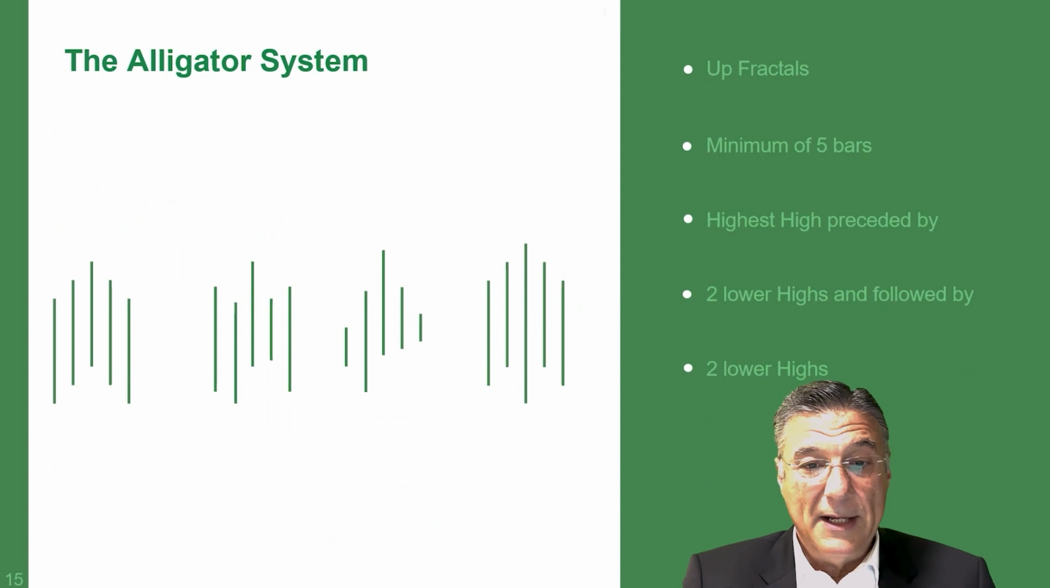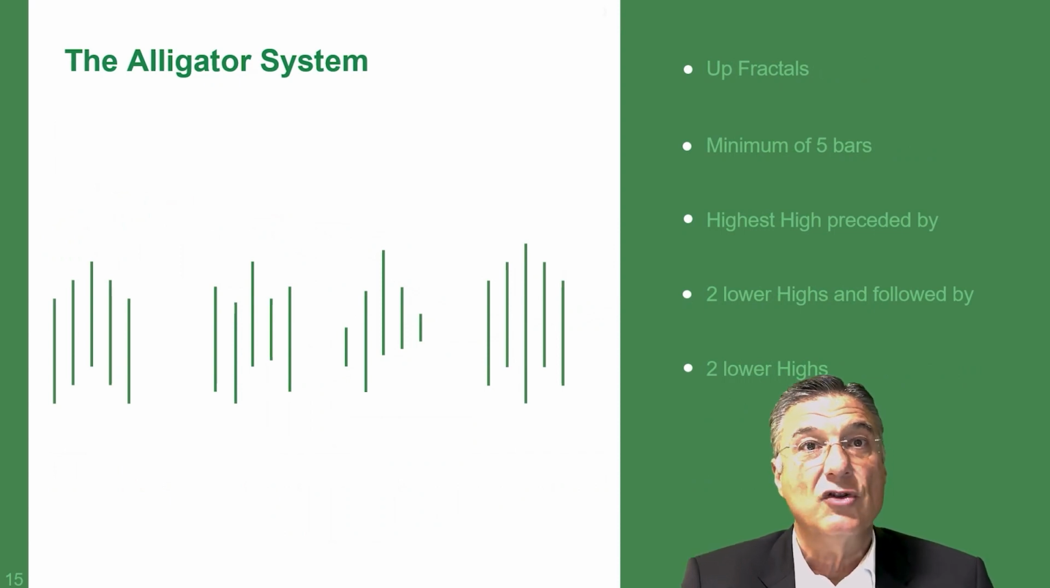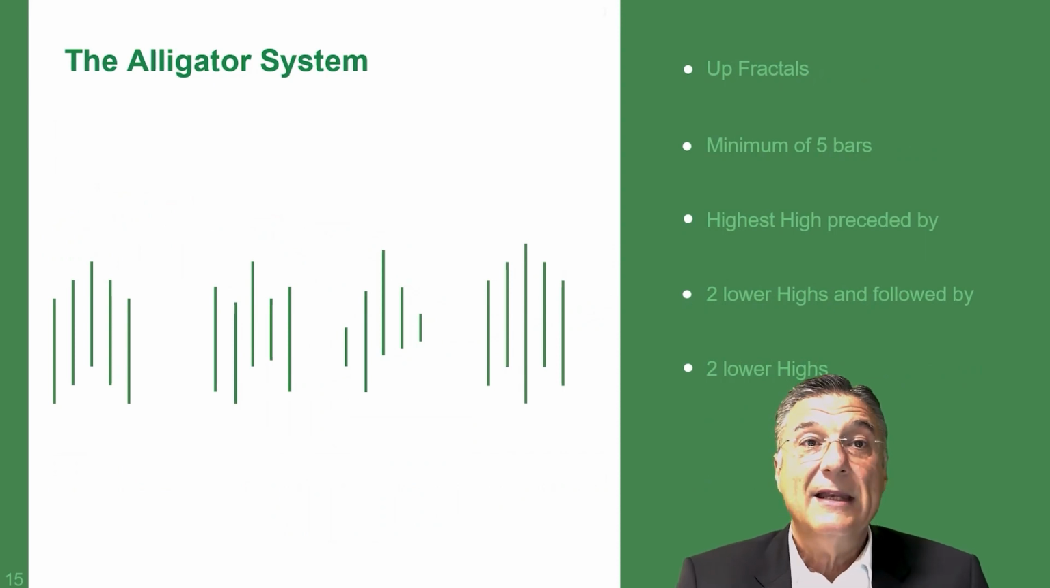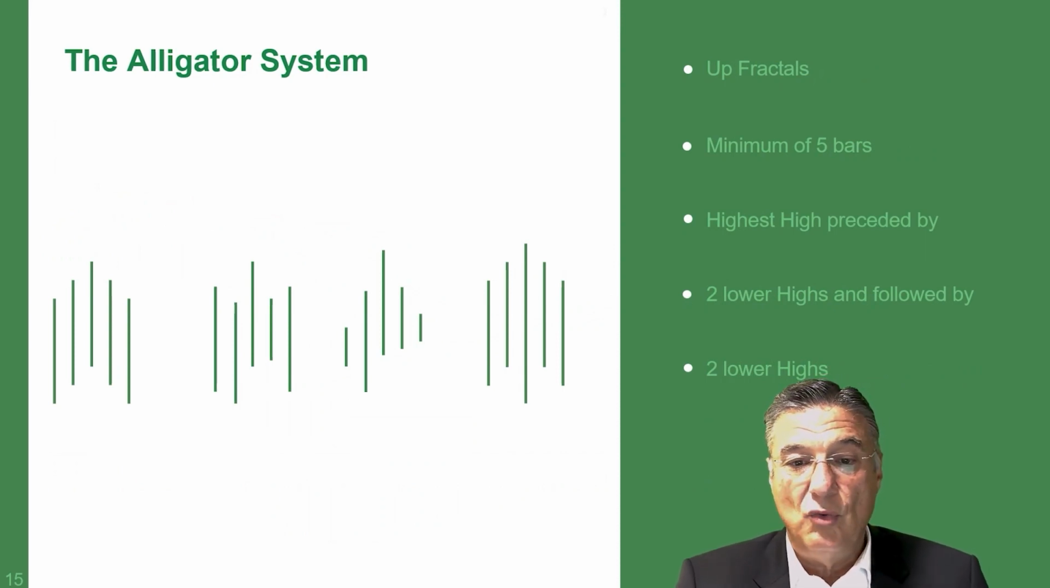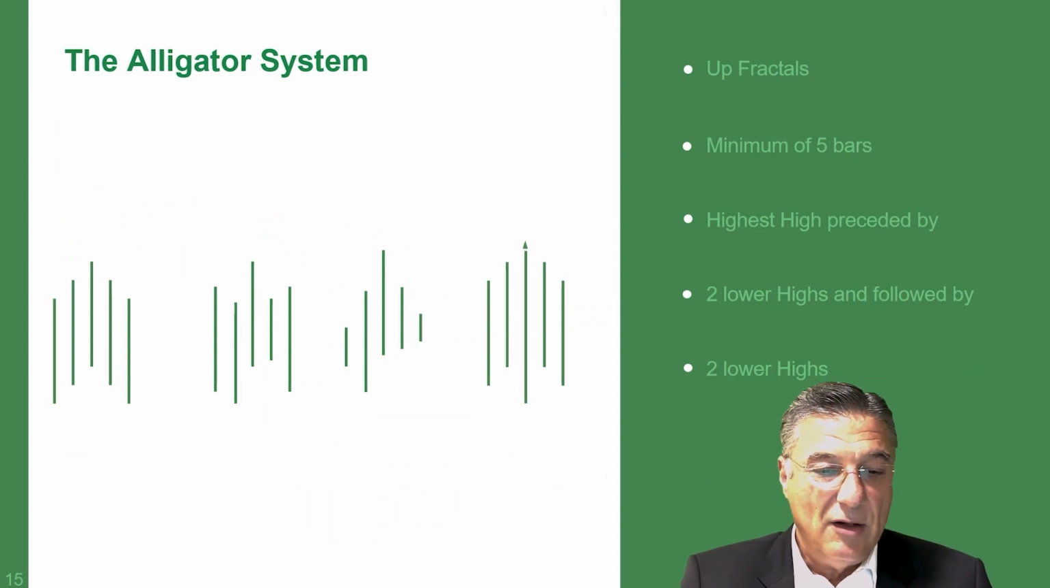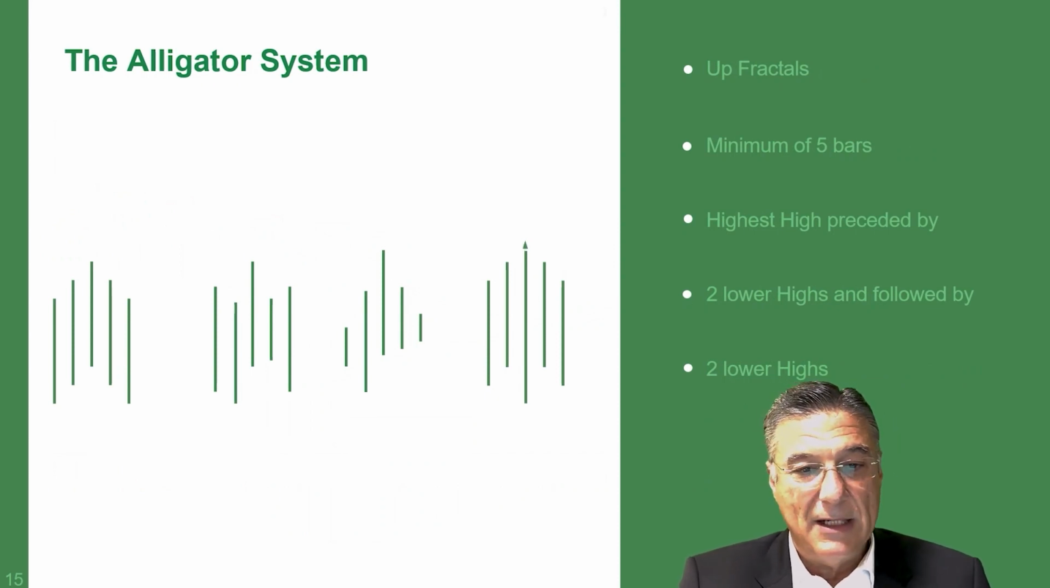Now, another concept is the fractals. The up fractal, in this case, consists of 5 bars where the middle bar records the highest high among the 5 bars, and is preceded by 2 lower highs and is followed similarly by 2 lower highs to the right. There are 4 variations here, and they all qualify as up fractals.